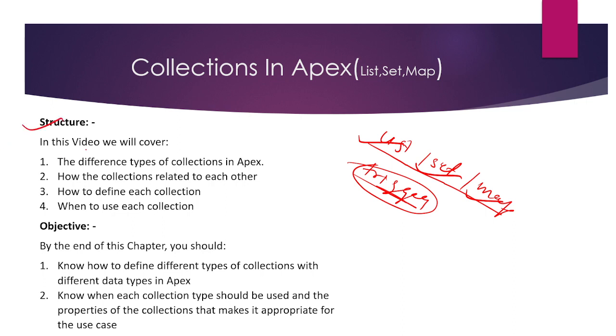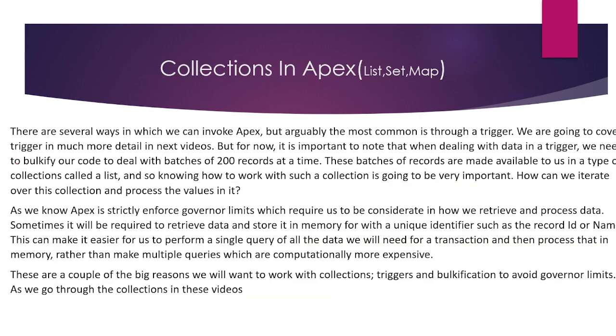What is the structure? In this video we will cover the different types of collection in Apex, like list, set and map, how the collections relate to each other, how to define each collection, and when to use each collection. Objective: by the end of this chapter you should know how to define different types of collection with different data types in Apex, know when each collection type should be used, and the properties of the collection that make it appropriate for use.